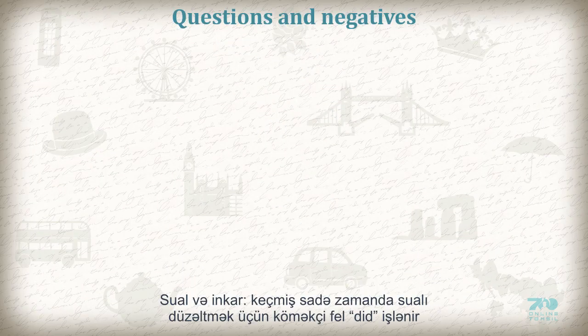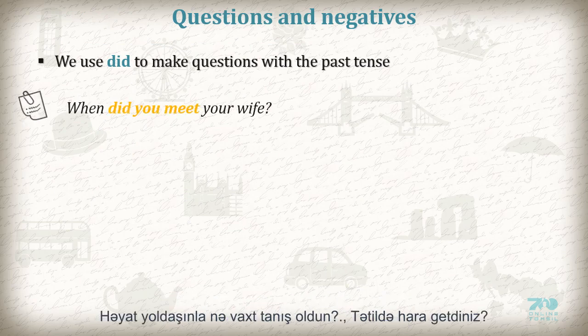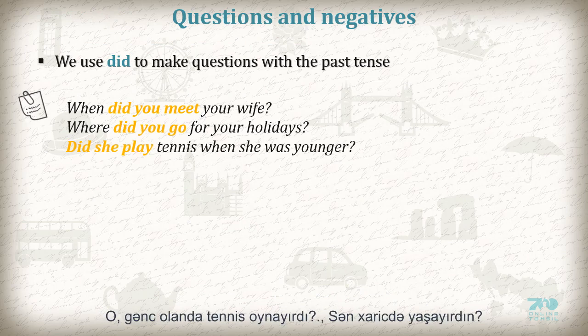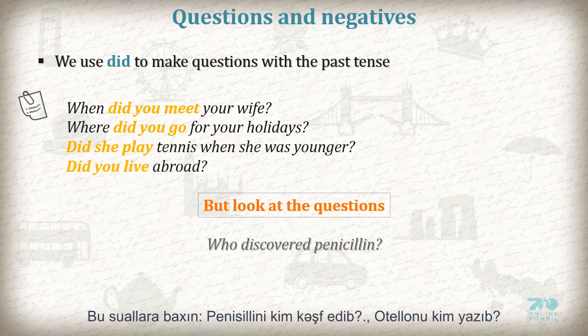Questions and negatives. We use did to make questions with the past tense. When did you meet your wife? Where did you go for your holidays? Did she play tennis when she was younger? Did you live abroad? But look at these questions. Who discovered penicillin? Who wrote Othello?